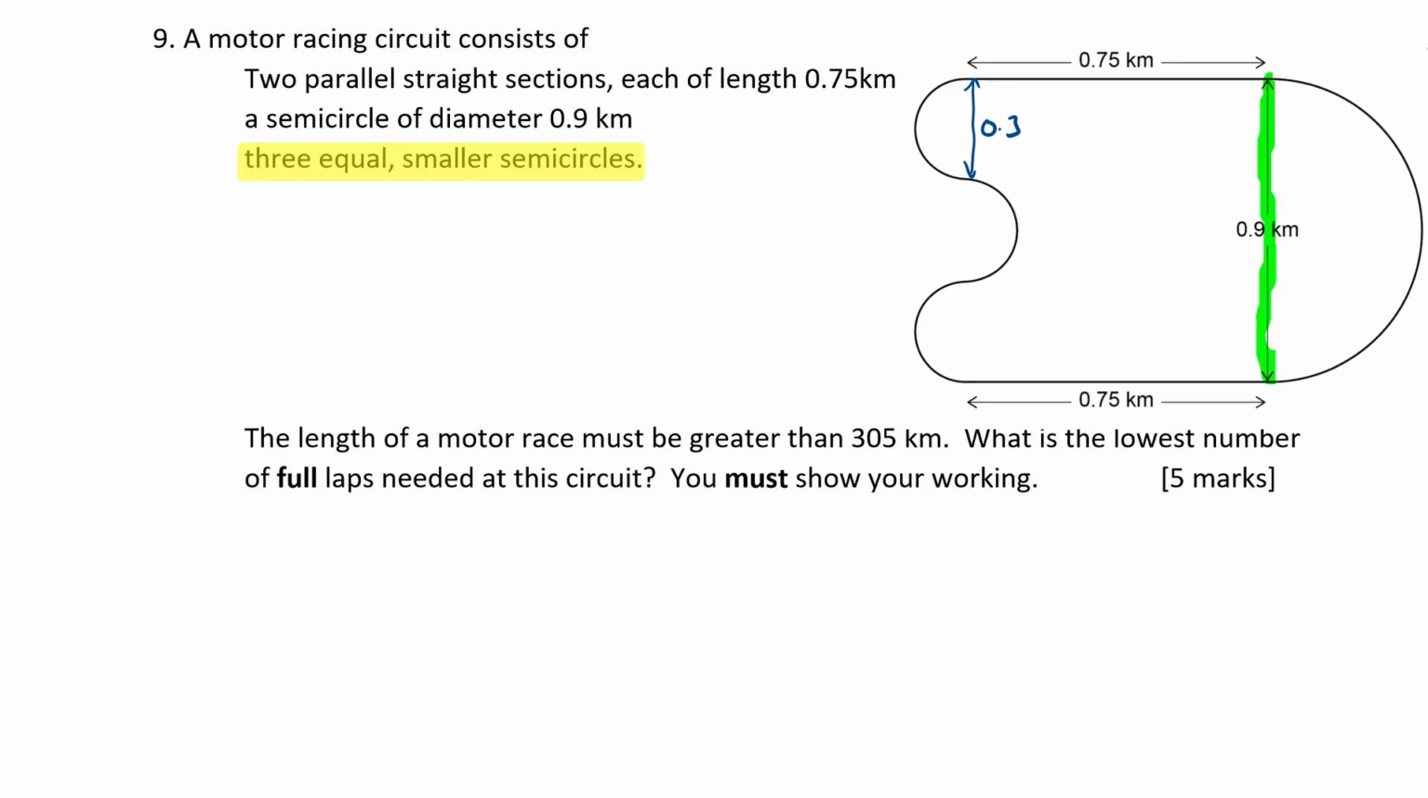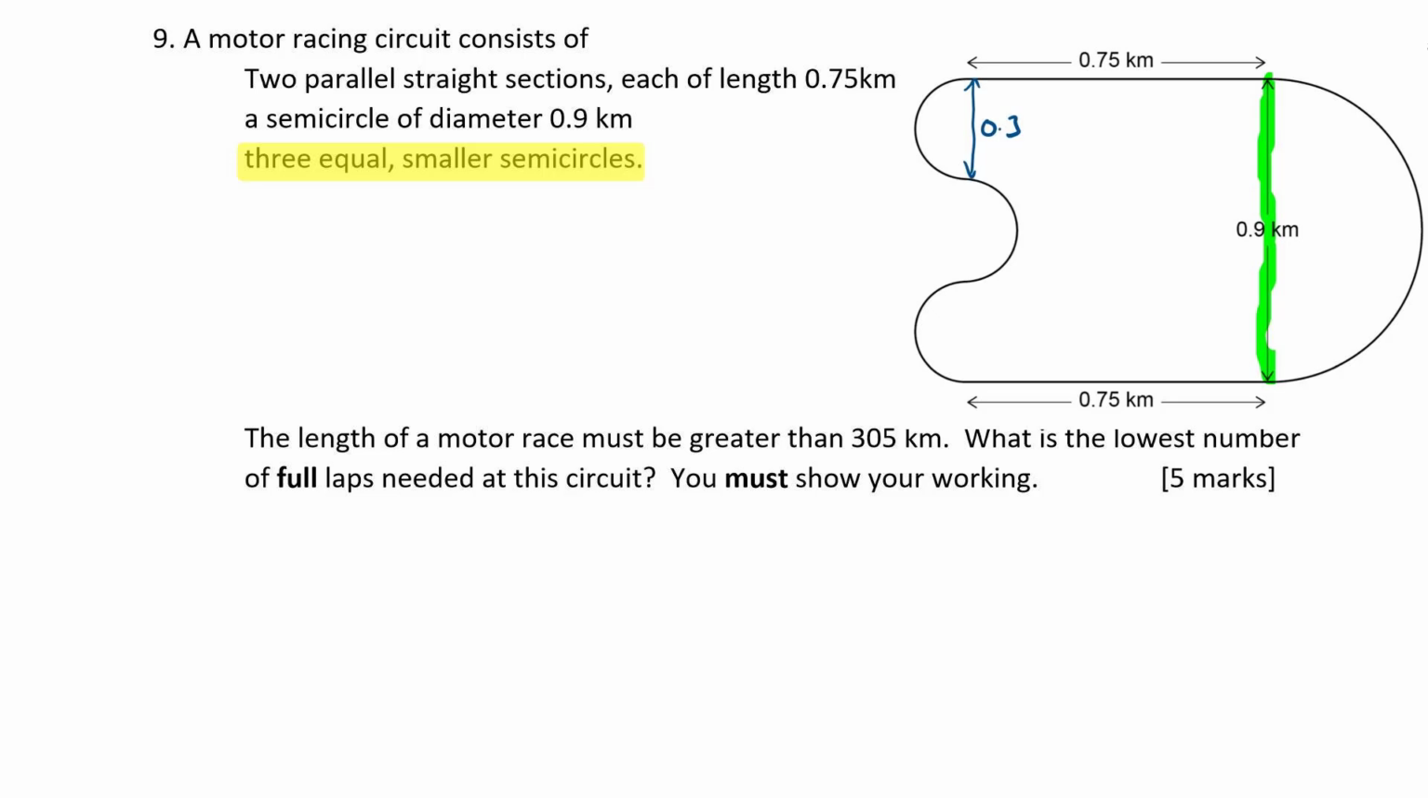So just as a top tip, do make sure you read through all this information at the top of the question carefully, and check that all the information given in the instructions is actually on the diagram. Anyway, let's move on. The length of the motor race must be greater than 305 kilometers. What is the lowest number of full laps needed at this circuit? You must show your working.